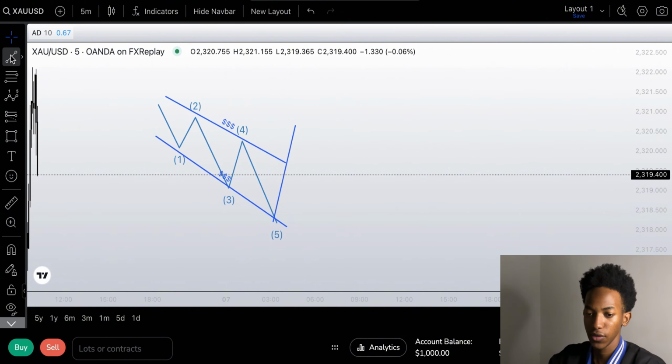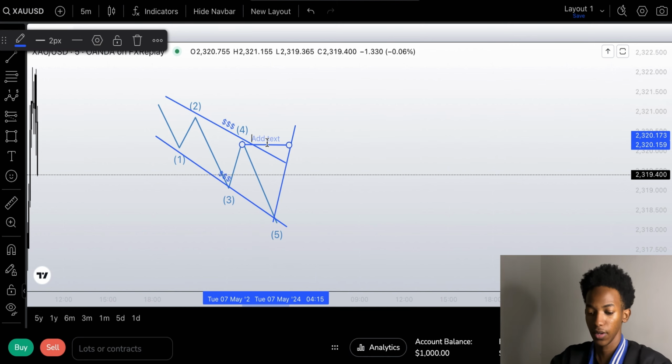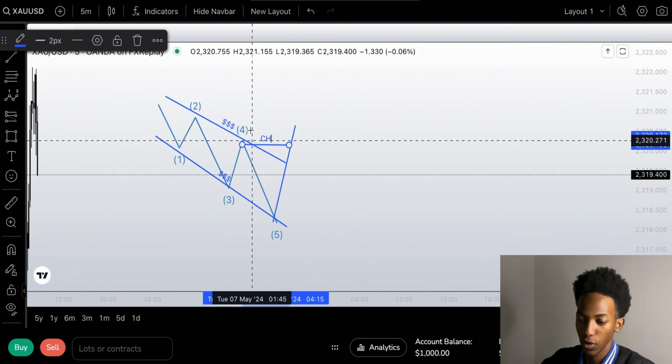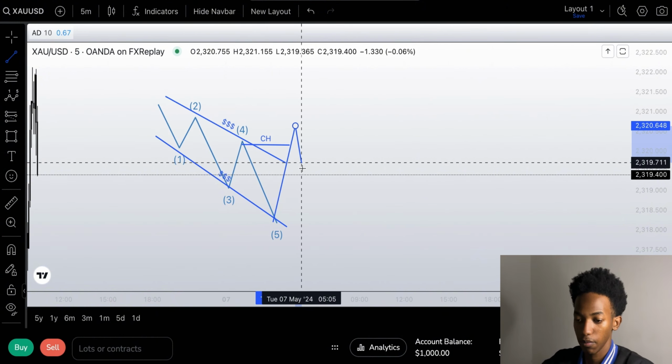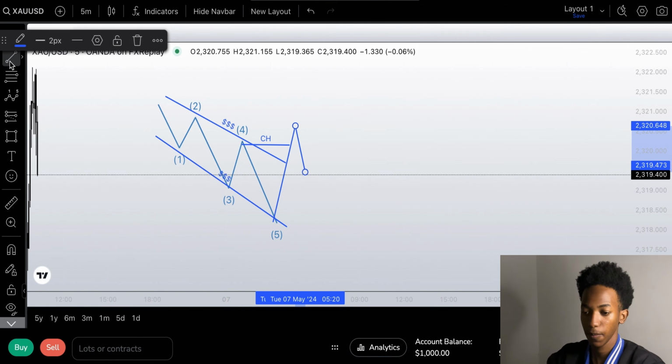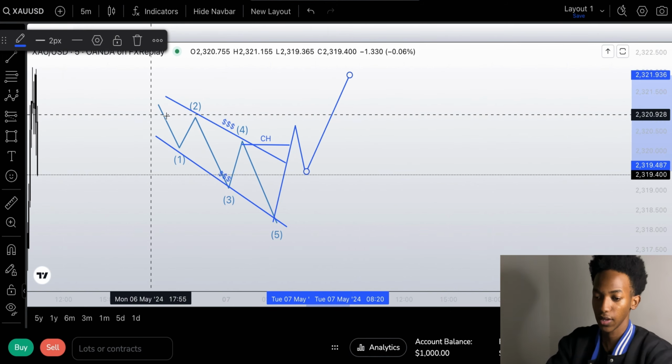because whenever you see market break a high in a downtrend, this could mean that now we're experiencing a change of character. So what would happen next? We would expect a retest back here, and we would see something like this.